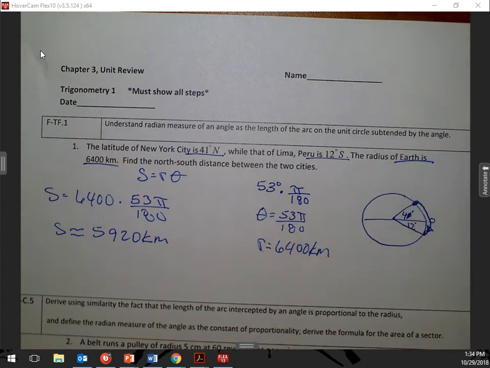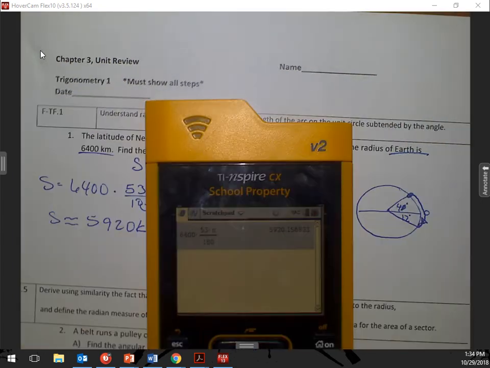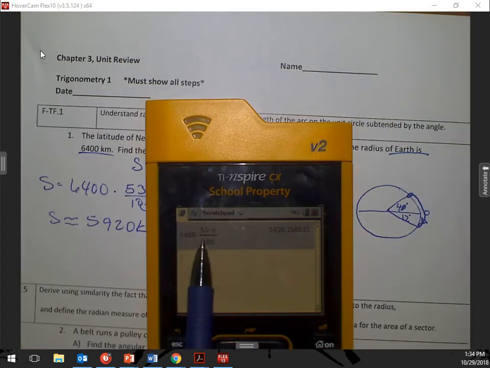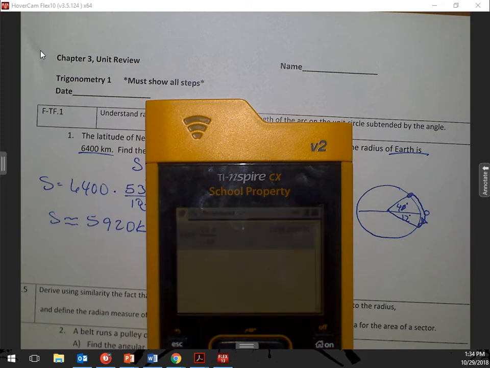So, how do you put it in the calculator though? How do you put the fraction? Oh, to do this part? Yeah. Okay, hit Control Divide. That's going to set up your fraction. All right, so let's take a look at number 2 then.